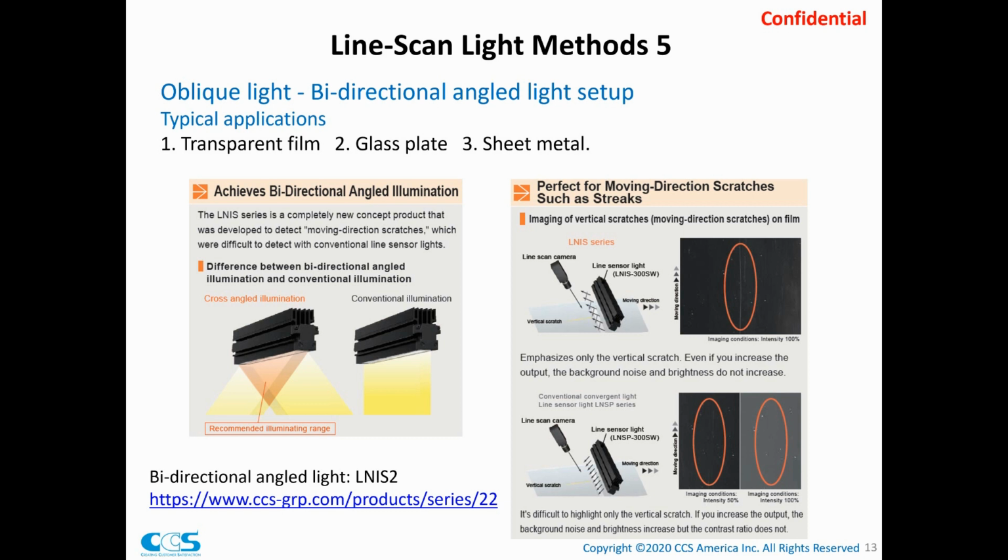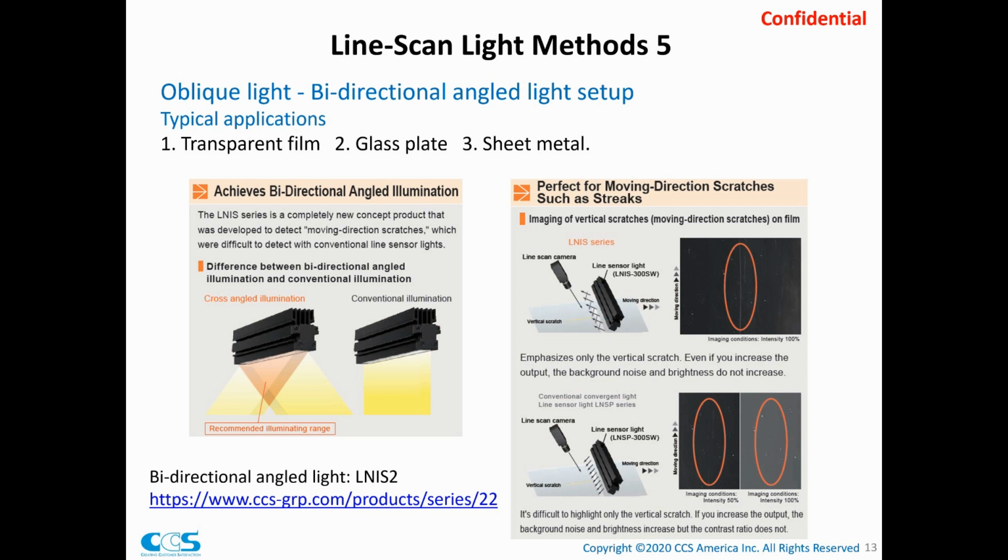The typical applications, most of them, are samples on a roller. For example, transparent film. There are a lot of different transparency films, like polarizer film, color film, and all that type of film can potentially use this bidirectional angle light LNIS. Also sheet metal is another very good application. And also sometimes glass, where we need to inspect some scratch defects. So that's the bidirectional angle light.